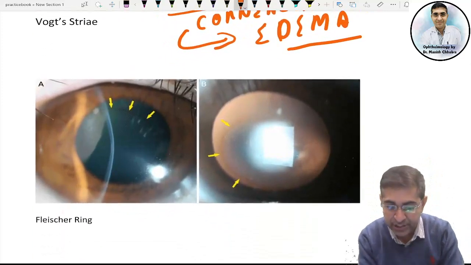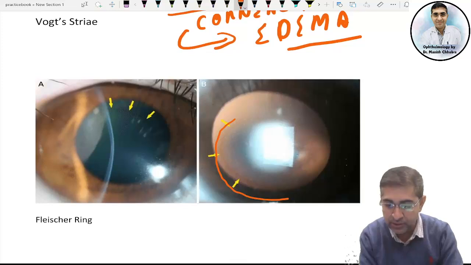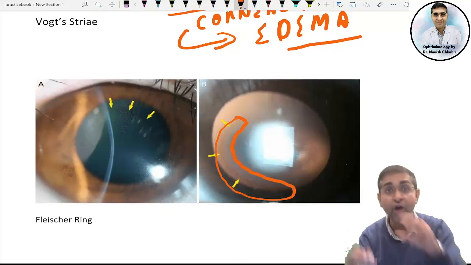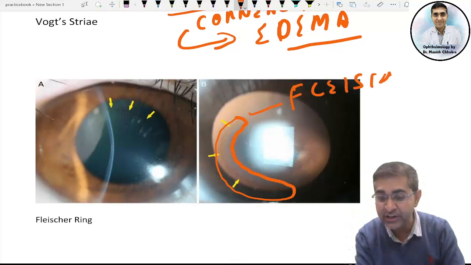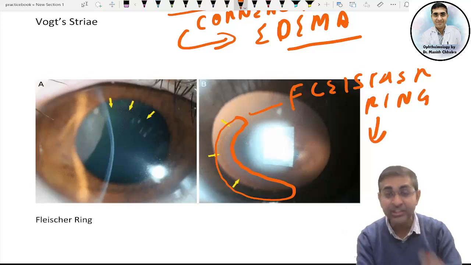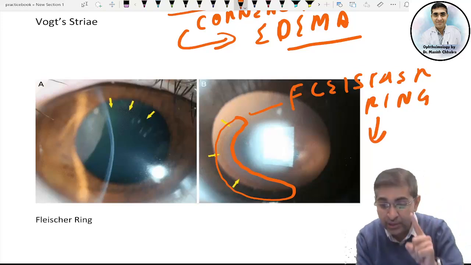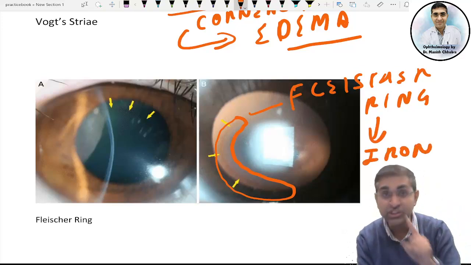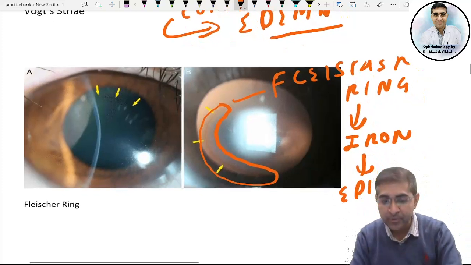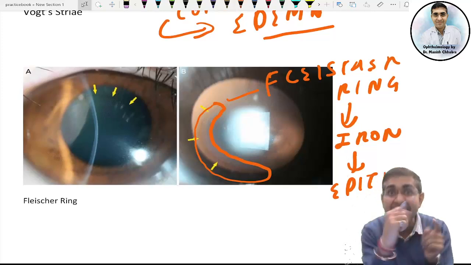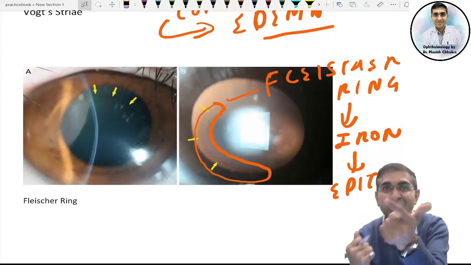Can you appreciate this golden brown line here in the form of a ring? So this is your Fleischer ring. This Fleischer ring is actually due to iron deposition on the epithelium of the cornea, and it is present at the base of the cone of keratoconus.